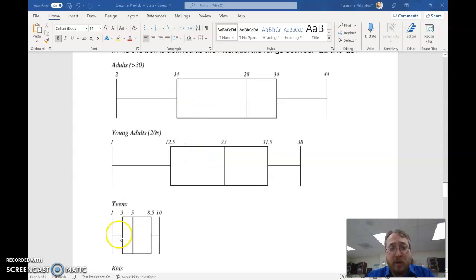Is there a difference between adults and teens? Well, we can say there is. This box does not overlap with this box. So adults and teens are different in how often they cry in Encanto.